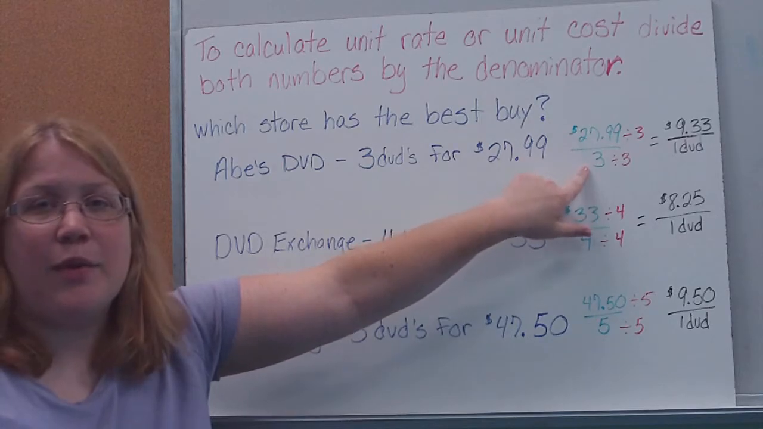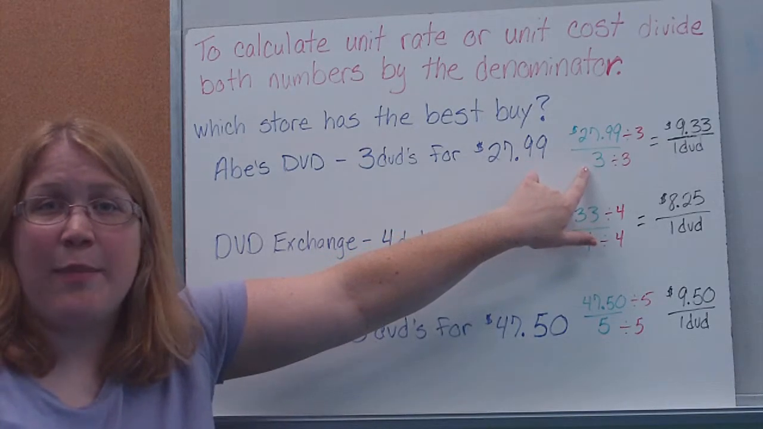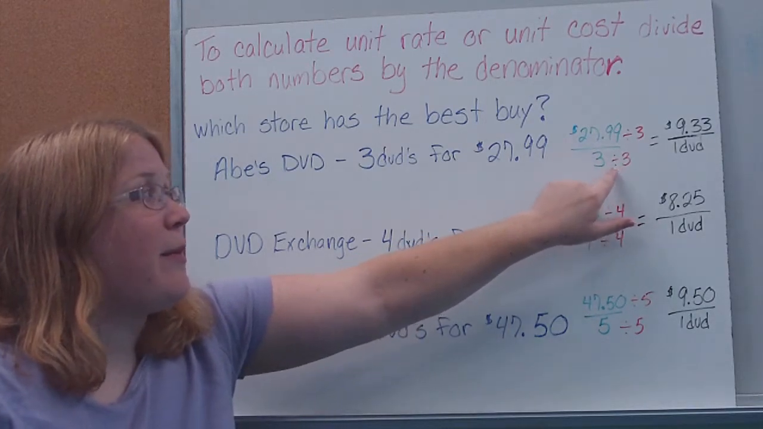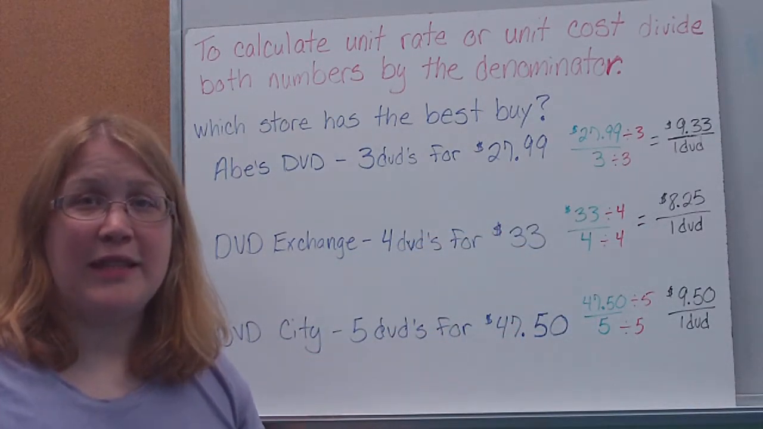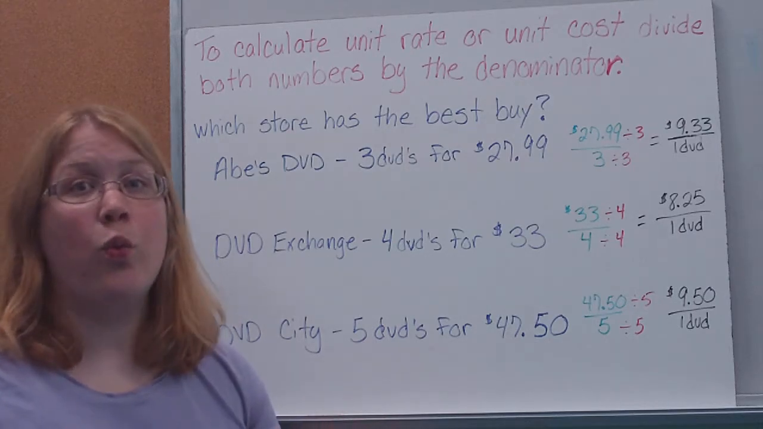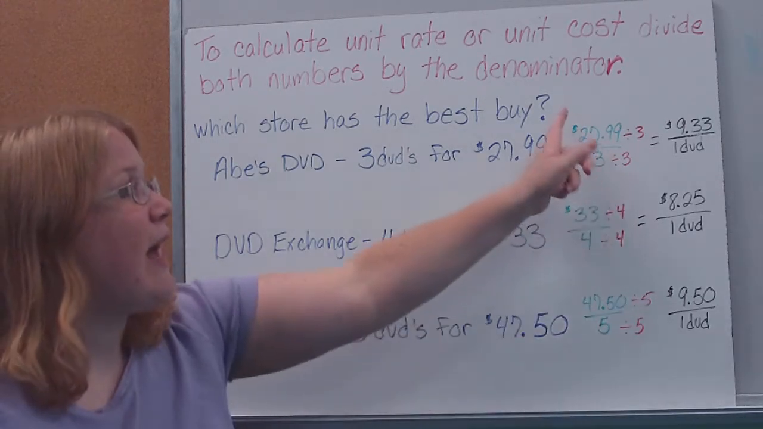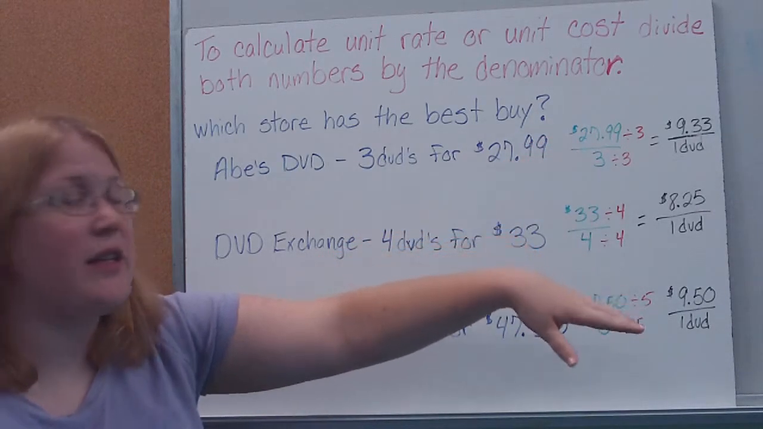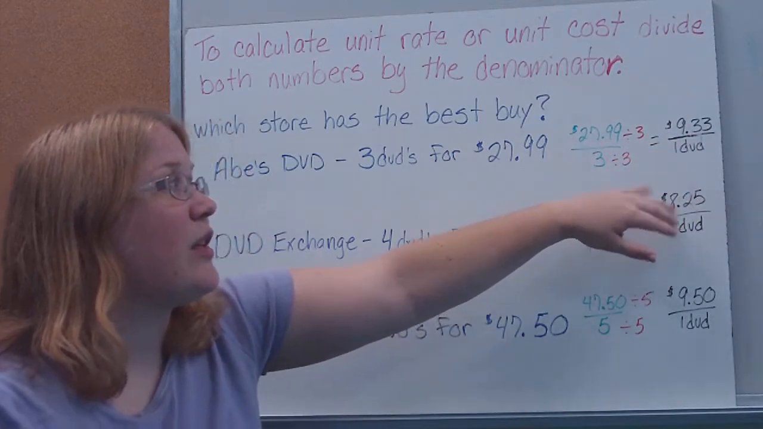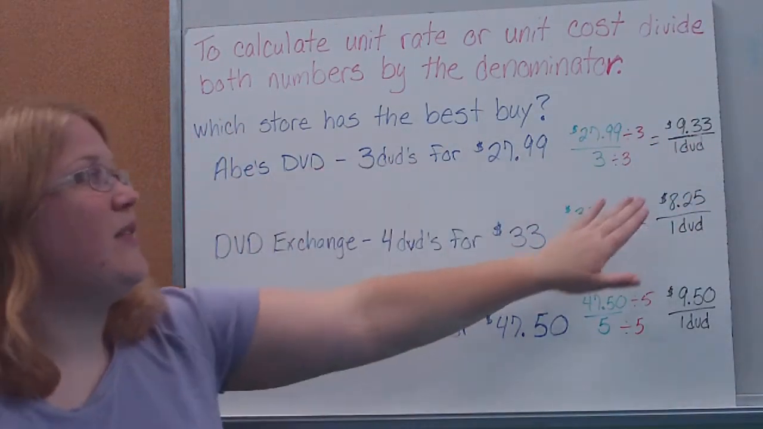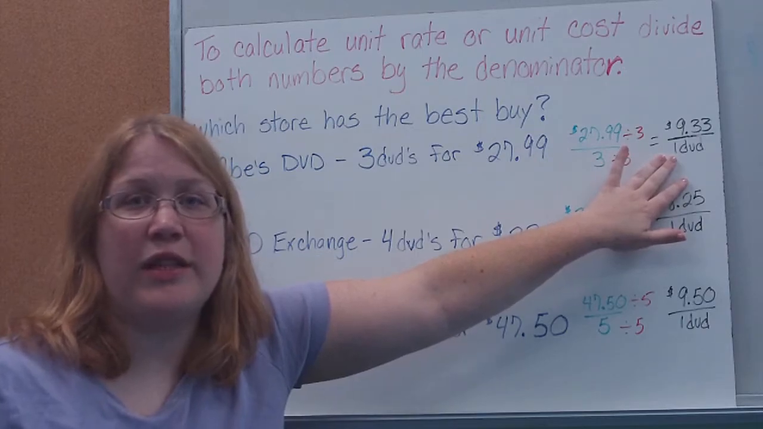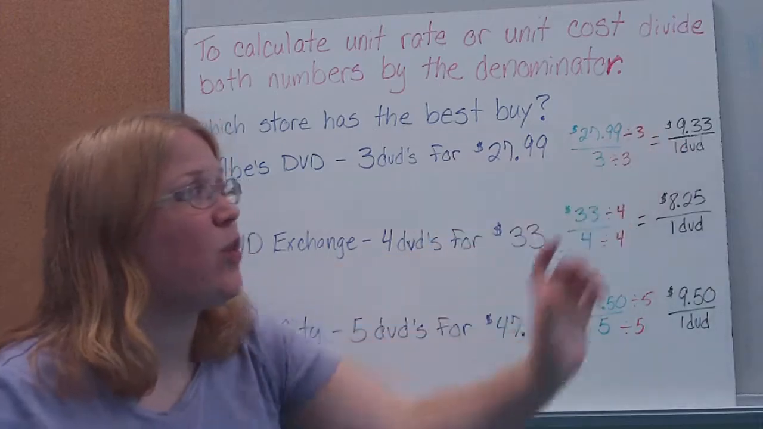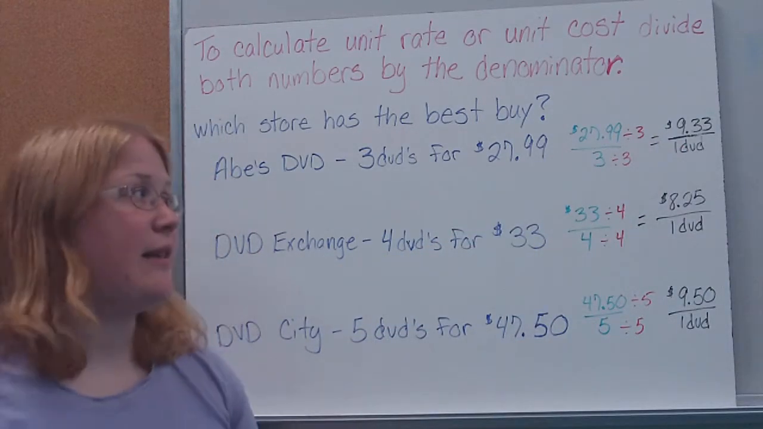Well, I want to get my bottom number to be 1. So to do that, I'm going to divide it by itself, because anything divided by itself is 1. So here, 3 is on the bottom. I'm dividing that by 3. Well, to keep this equivalent, because I still want the equivalent rate, I'm going to have to divide the top by 3 as well. And when I do that, when I divide $27.99 by 3, I get $9.33. So over here at Abe's DVDs, it cost me $9.33 per each DVD. So I got 3, I had to buy them together, but that means each one cost $9.33.